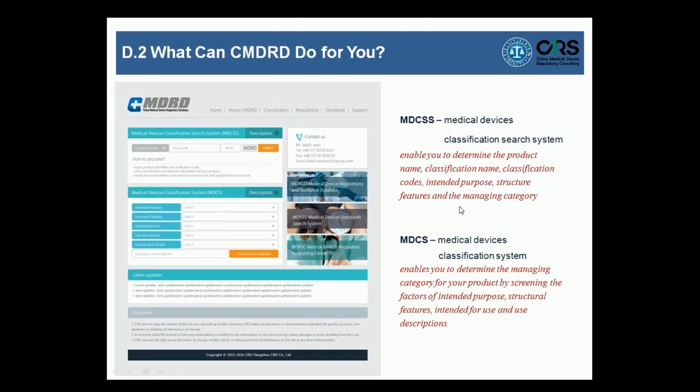The MDCS is defined according to the latest med device classification criteria issued by CFDA. The classification should be determined by the combined judgment from 4 aspects: intended purpose, structural features, intended for use, and use descriptions. MDCS also provides an initial assessment of your regulatory obligations under CFDA regulations. CIRS is constantly maintaining its rules to keep them up to date.